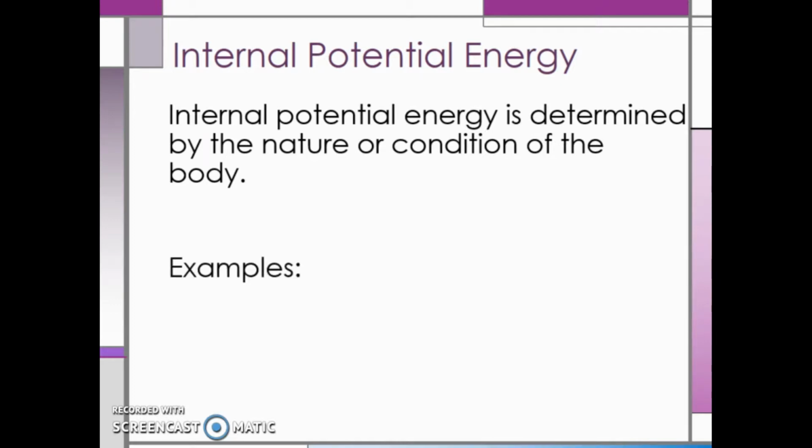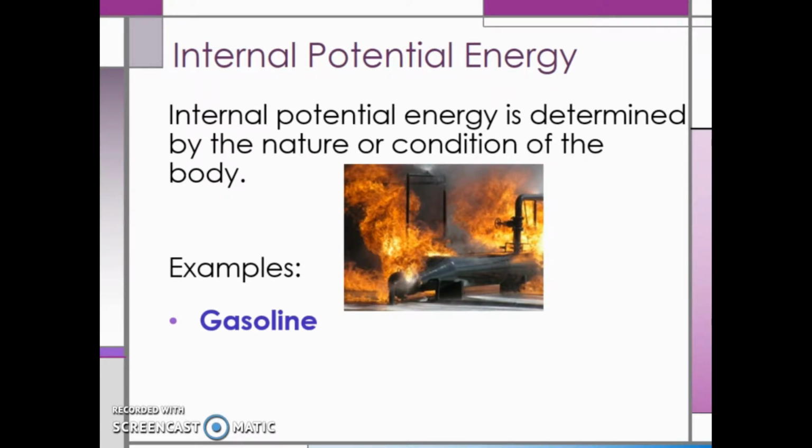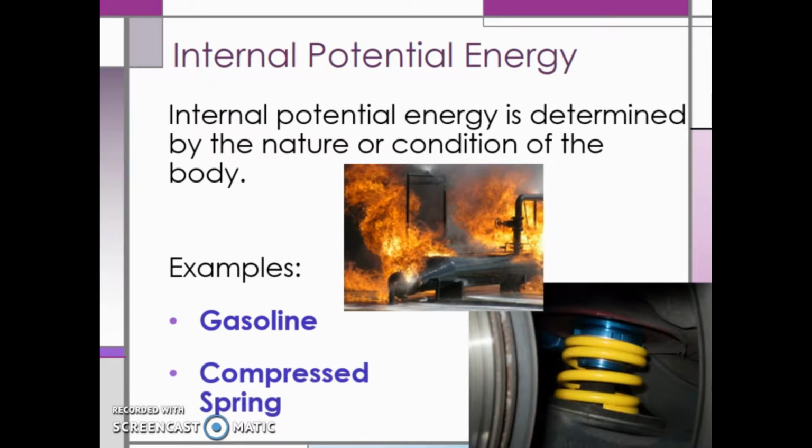Some examples of potential energy would be gasoline. When you burn gasoline, internal potential energy is released in the form of combustion. A compressed spring also has potential energy. If you decompress the spring, all of the potential energy is released. This is why coil springs and springs on struts on vehicles are so dangerous. There is a lot of potential energy waiting to be released. One last example of potential energy is the chemical potential energy of the battery when the engine and ignition on your car is turned off.